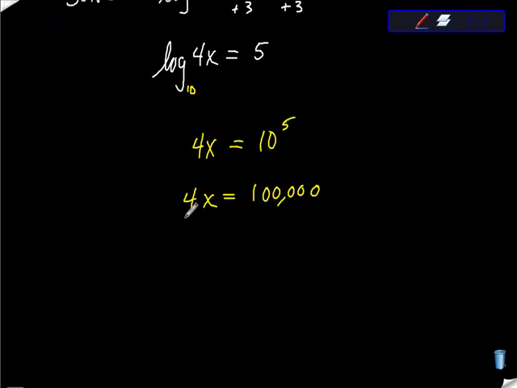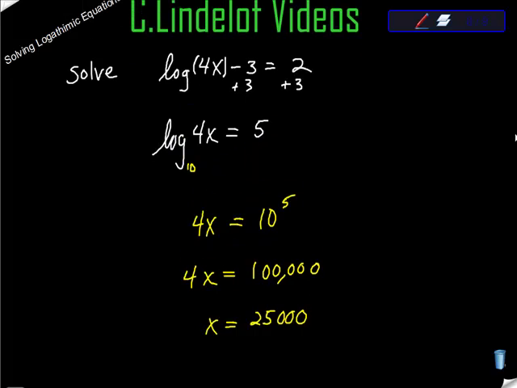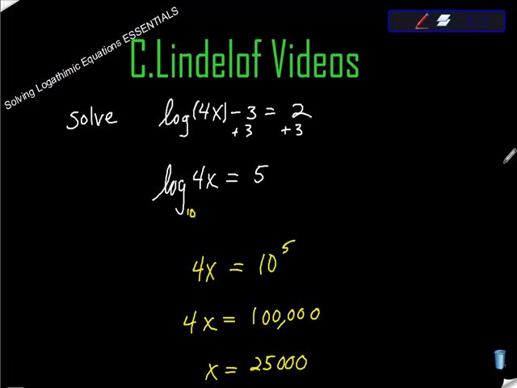Divide both sides by 4 and get x is equal to 25,000. And you do the same thing here. You would do the same thing here, is that you would fill this in and this would work perfectly.